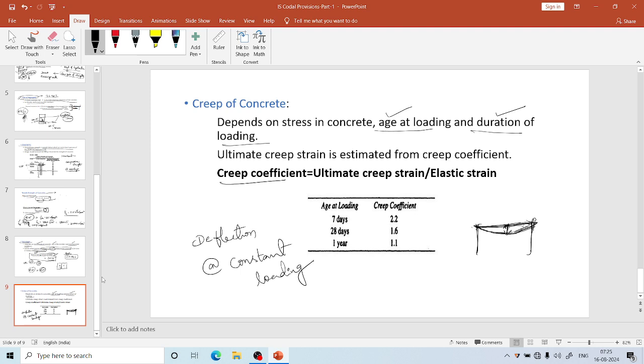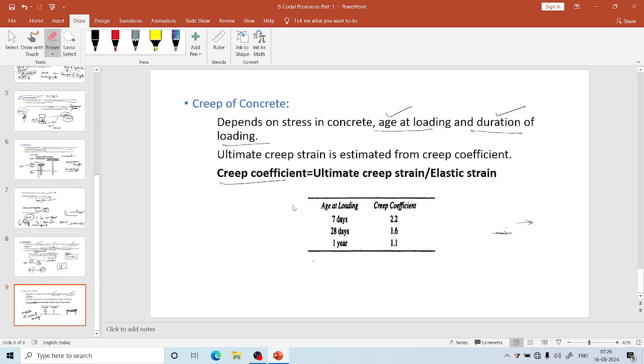Creep coefficient, we have this formula: creep coefficient equals ultimate creep strain by elastic strain. And in the code book we have this creep coefficient for 7 days, 28 days and 1 year, and this is very important for the exam. Simply they ask for the creep coefficient for 28 days, we have to pick 1.6. Creep coefficient for 7 days, 2.2. Creep coefficient for 1 year, 1.1.